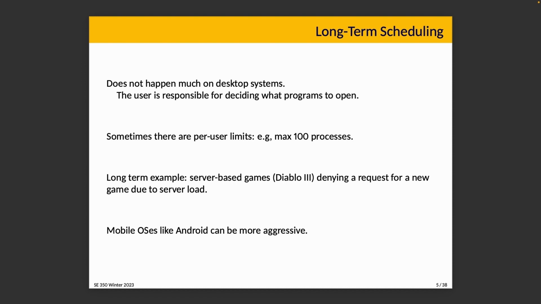Mobile operating systems like Android can be a bit more aggressive about telling you they reach their limits than desktop ones. If memory is running low, Android can and will kill and suspend processes to make room for new ones.